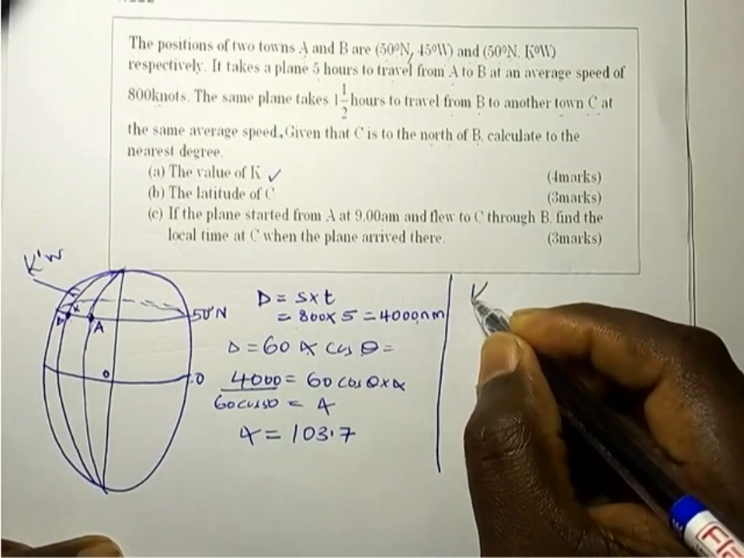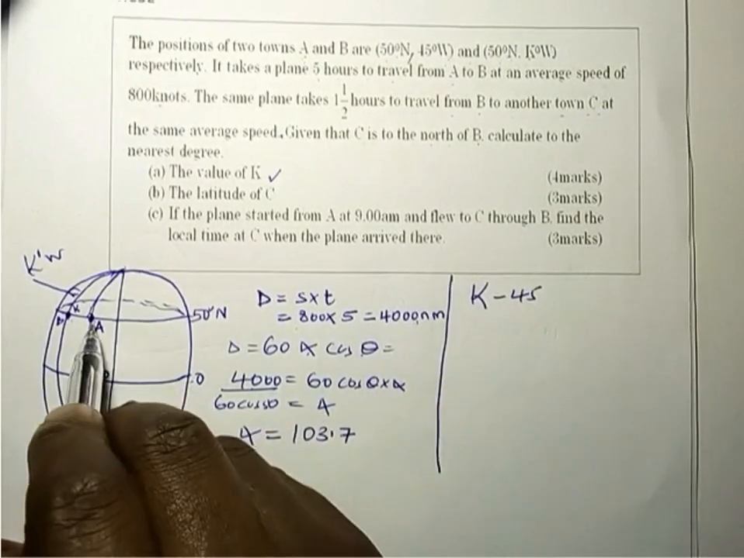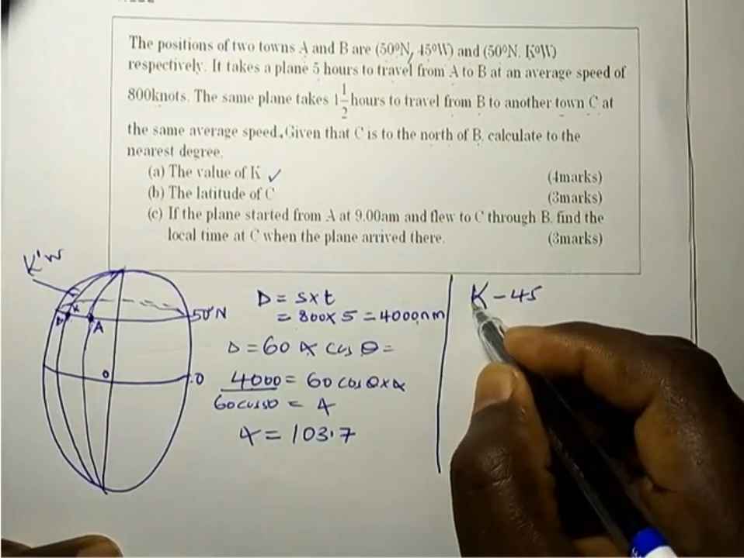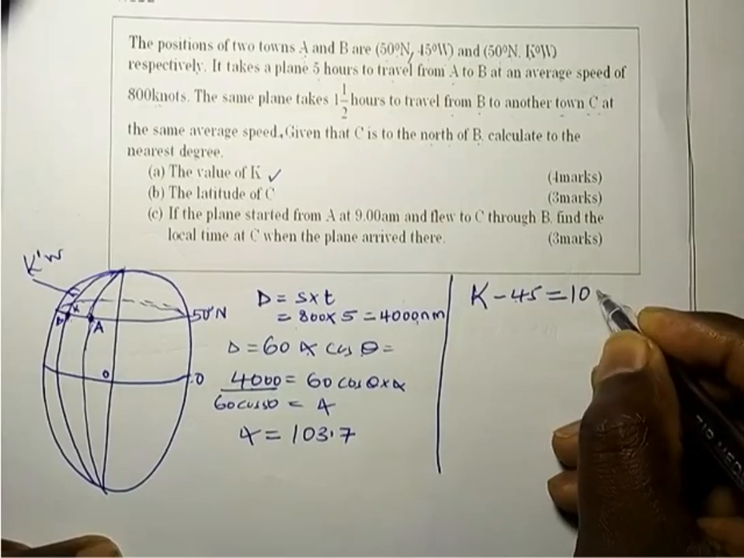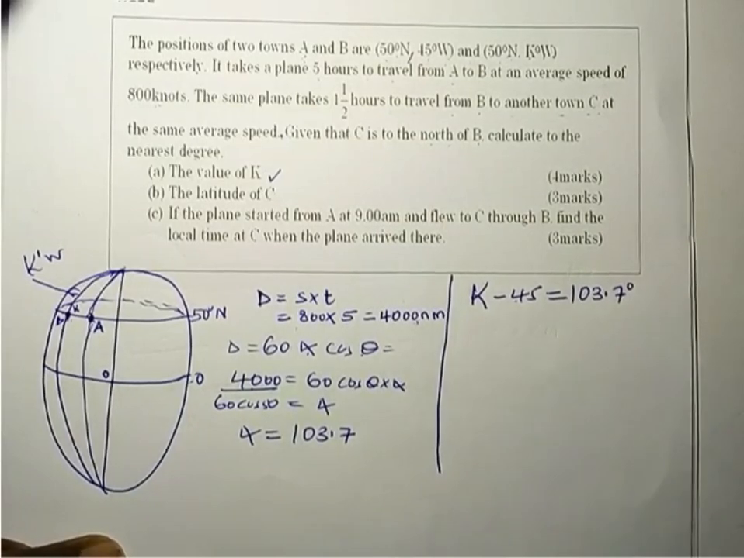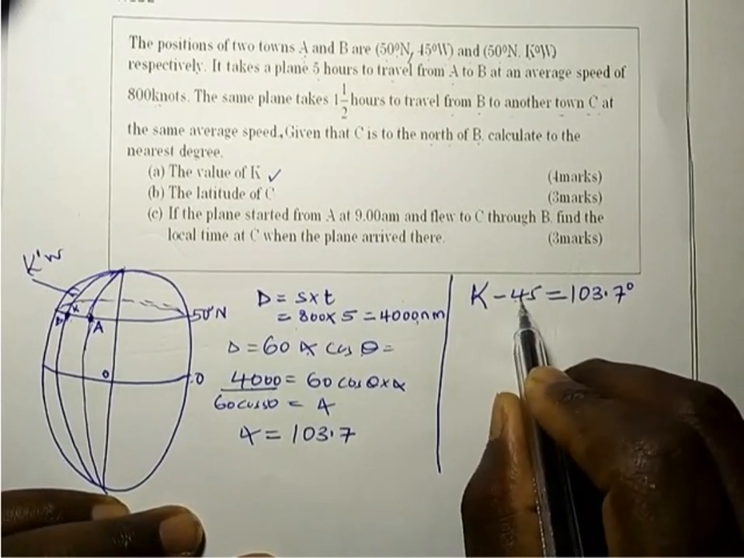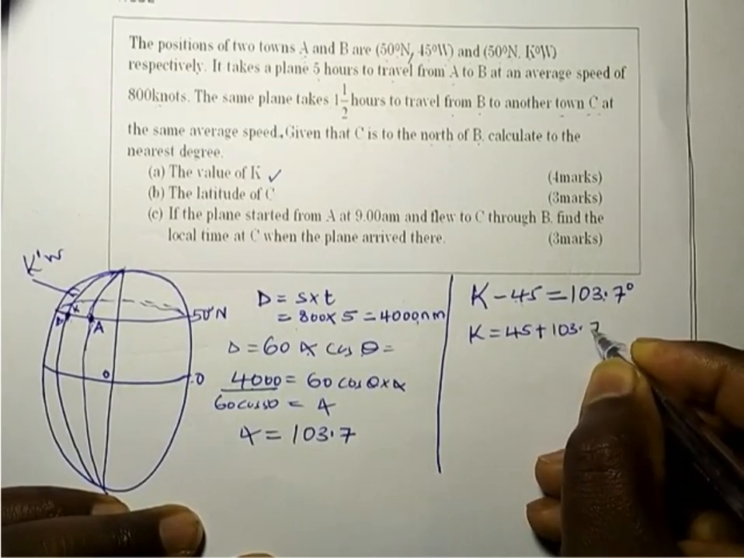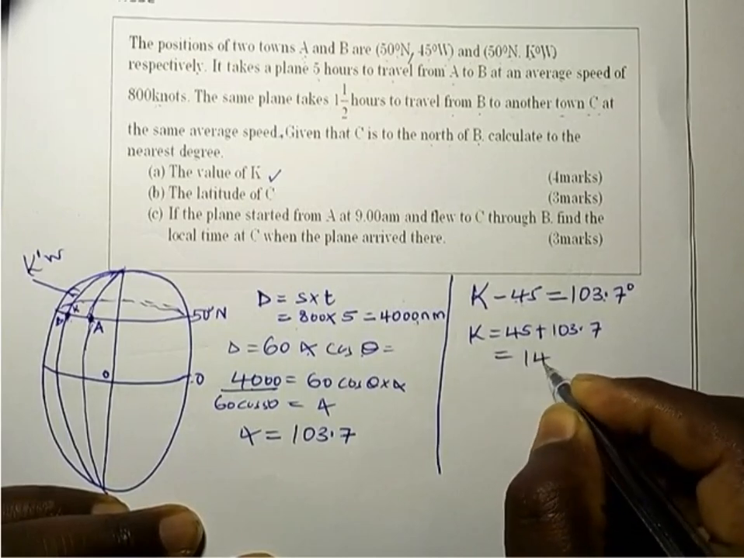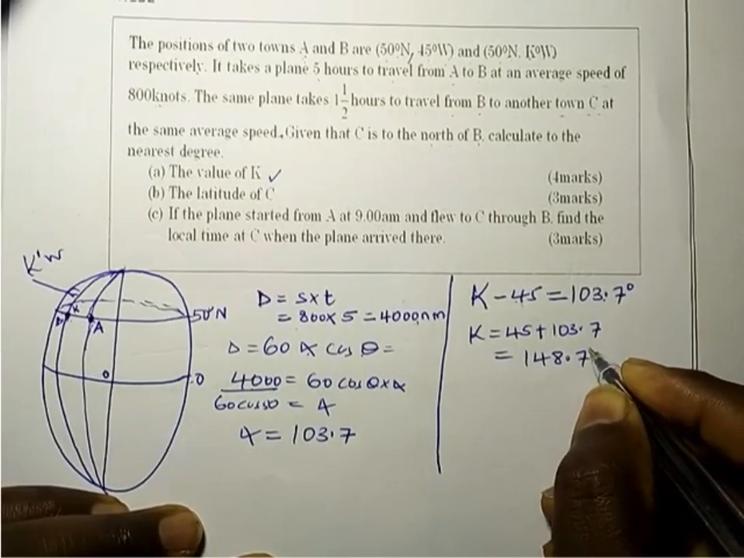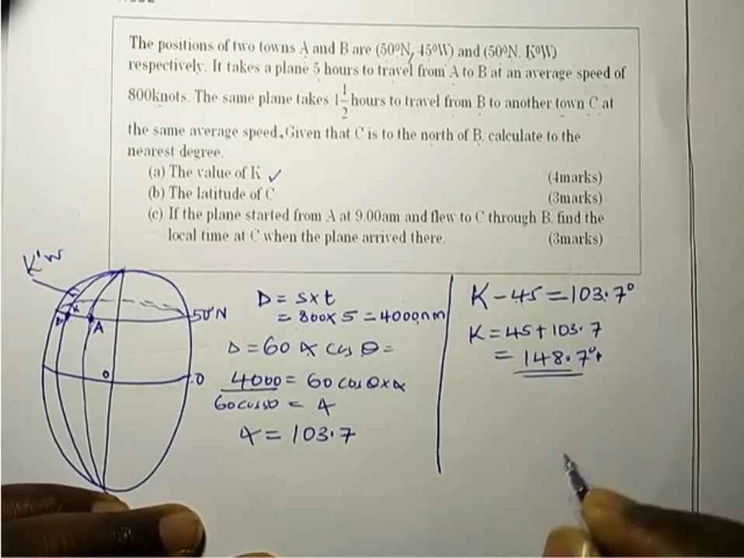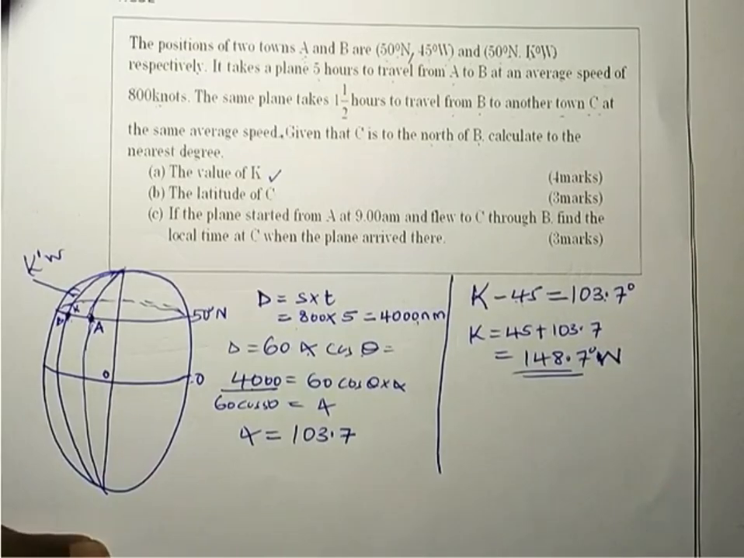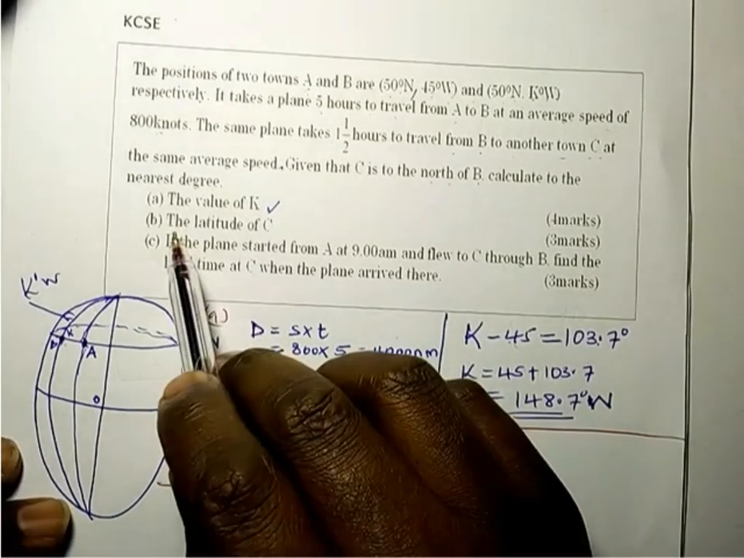So how do we get K? K minus 45, because they are on the same side, west to west. This is west and this one is west. The angle difference is K minus 45, and this one will give us 103.7 degrees. So we take like terms together. K is going to be 45 plus 103.7, K is equal to 148.7 degrees. But of course, west. Degrees west.